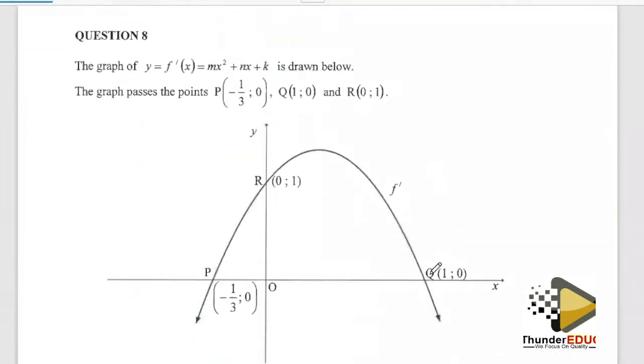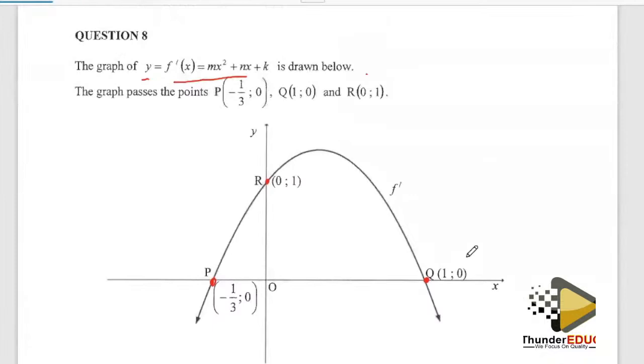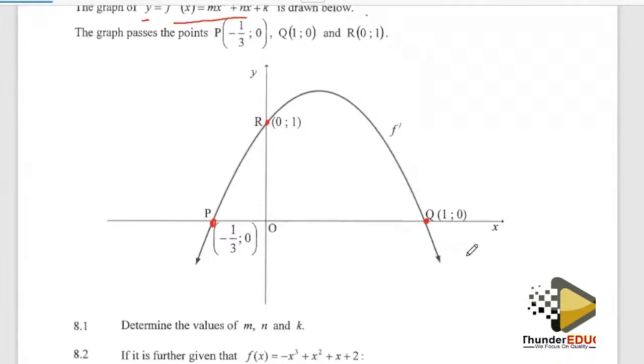Question number 8. They're telling us the graph of y, which is the first derivative of mx squared plus nx plus k, is drawn below. The graph is passing through R, and it's also passing through Q. They want us to determine the values of m, n, and k.